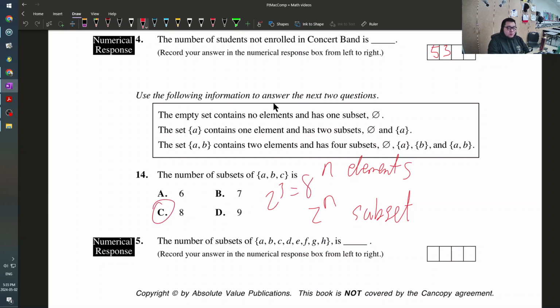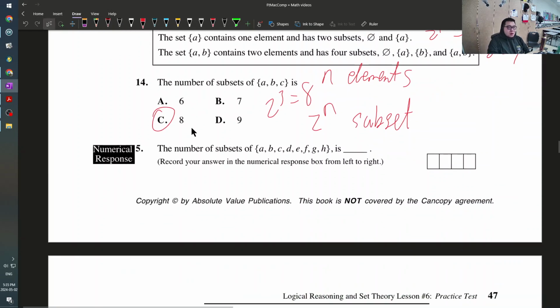Okay, so 2 to the power of 3 is equal to 8. 14 is C. Or I should say this is 2 to the power of 0, 2 to the power of 1, and 2 to the power of 2, which is 1, 2, and 4. How many subsets are in a set with 8 things? 2 to the power of 8 is 256.